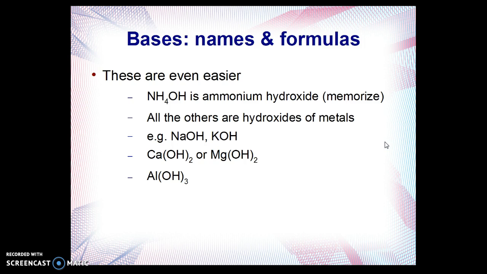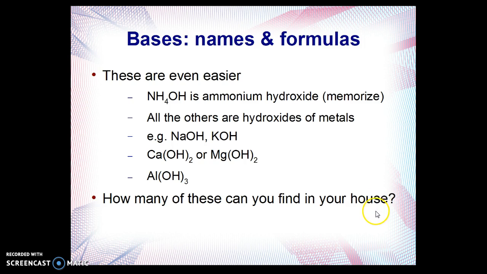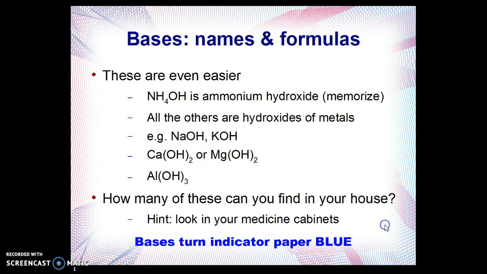All the others are hydroxides of metals. So NaOH, KOH, Ca(OH) taken twice, or Mg(OH) taken twice, or Sr(OH) taken twice. Al(OH) taken 3 times. Remember, aluminum attains a +3 ion when it becomes low energy stable. You can find these in your house if you look. Usually your medicine cabinet's the best place to look, except for things like sodium hydroxide. That's lye. It's sometimes used as a drain cleaner. Now bases turn indicator paper blue.